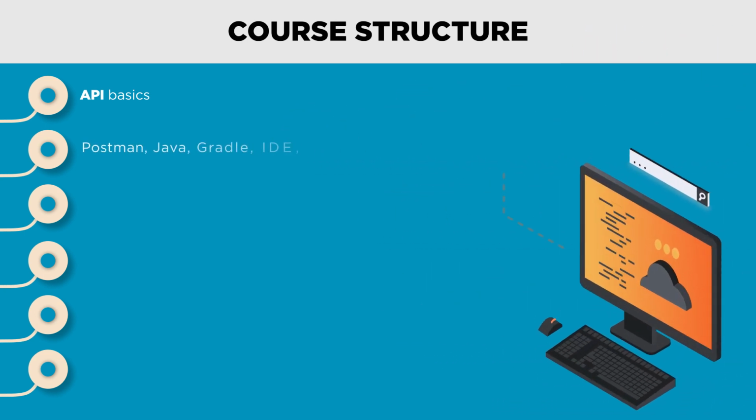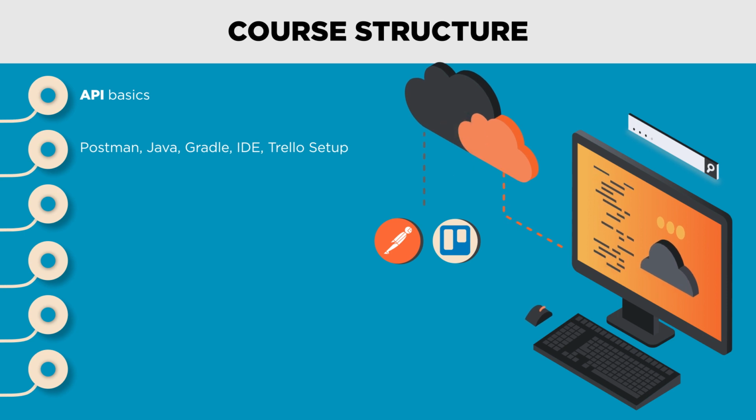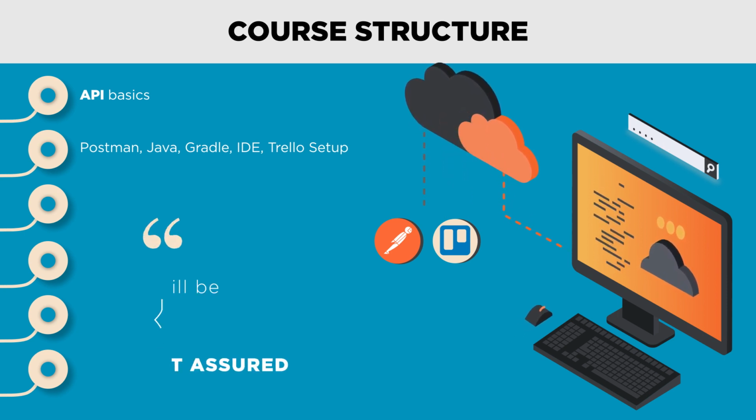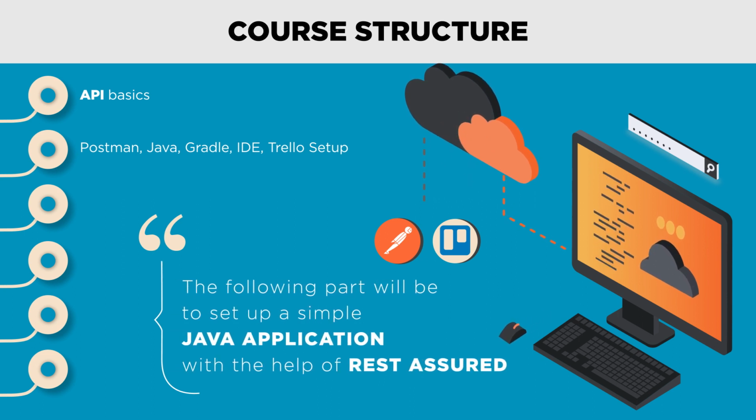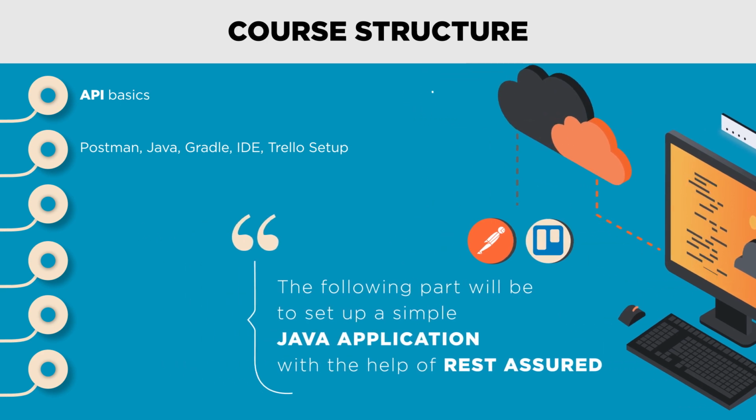After that, in the practical part, we will install Postman on our computer and proceed with our Trello account setup for educational purposes. Having done that, we will have our environment up and running for the future work. The following part will be to set up a simple Java application with the help of RestAssured. It will just ping Trello's base URL via code and print the request and response into console.